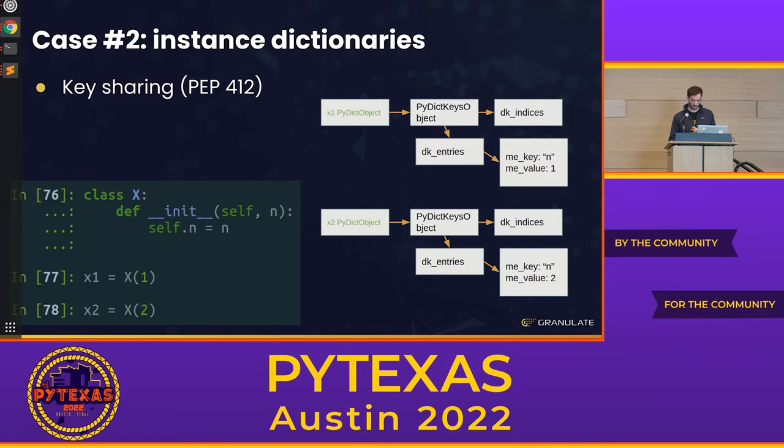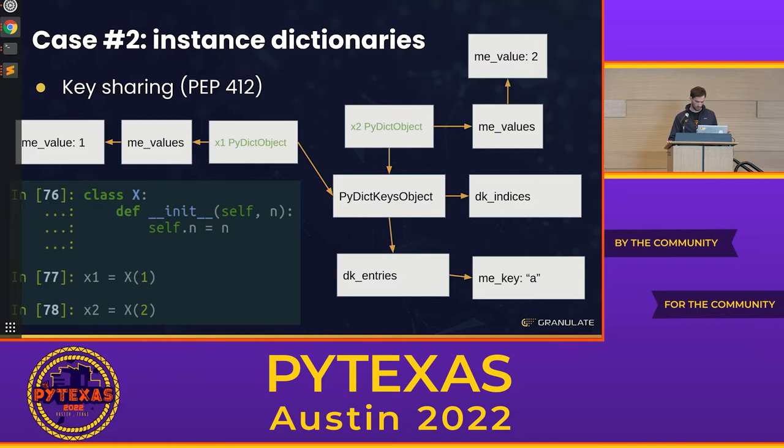If we look at the two dictionaries that we have here, we can see that they share a lot in common. DK indices is actually the same. DK entries is an array of the same size. It holds the same keys, but the values are different because these are different objects after all. So came key-sharing dictionaries, PEP 412, I think. With this PEP, we have one copy of the keys object and multiple dictionaries using this very copy.